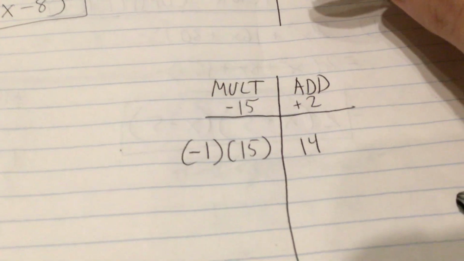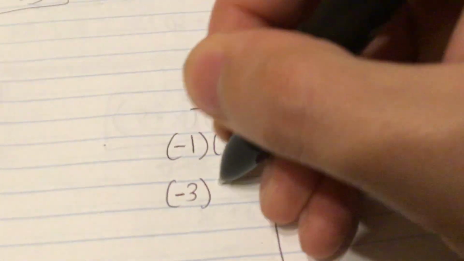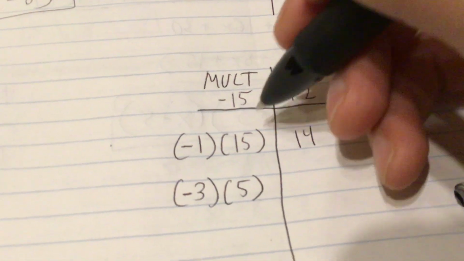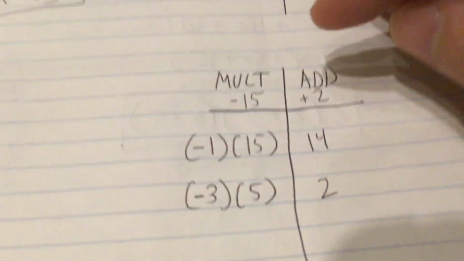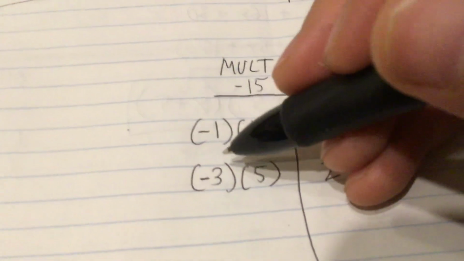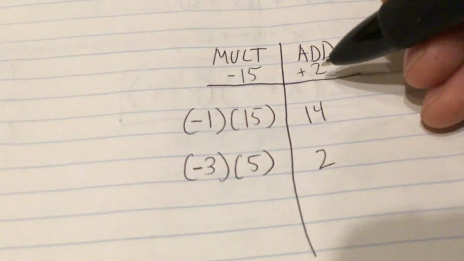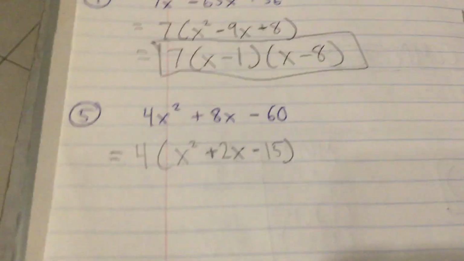Negative 15 divided by 2, it's going to be a decimal. Let me try 3. Remember, it's going to be negative 3 and positive 5. Negative 3 times positive 5 is negative 15. Negative 3 plus 5 is positive 2. Note that it can't be positive 3 and negative 5, because positive 3 and negative 5 would make negative 2. Pay attention to the sign that adds, okay? So the winning team is negative 3, positive 5.